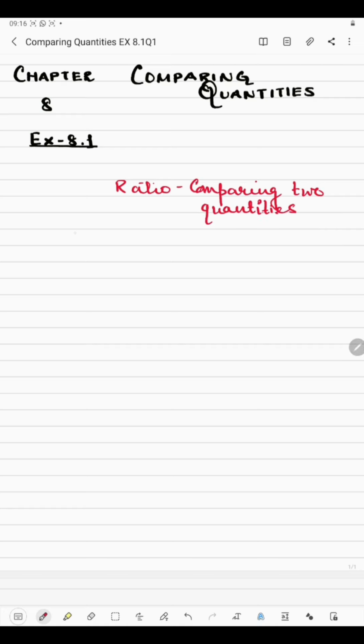For example, there are two sisters, one is Reena and another is Tina. Suppose Reena is 20 years old and Tina is 15 years old, and we have to find the ratio of their ages, the ratio of Reena's age and Tina's age. So we will put Reena first in the numerator, then we will put Tina in the denominator. This shows that we are finding the ratio of Reena's age to Tina's age.